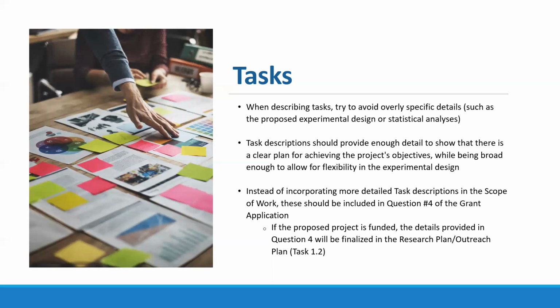Again, your task descriptions should provide enough detail to show that there is going to be a clear plan for achieving the project's objectives. But it should be broad enough to allow for some flexibility in the experimental design. And then, as I mentioned, instead of incorporating these detailed task descriptions in the scope of work, you can include them in question 4, or in the research plan or outreach plan.